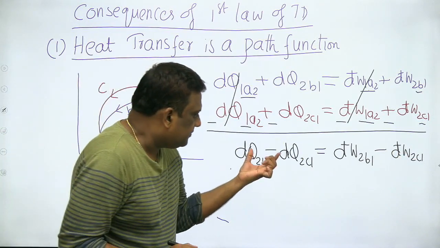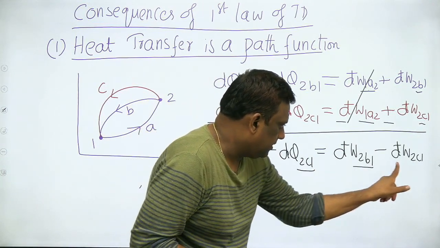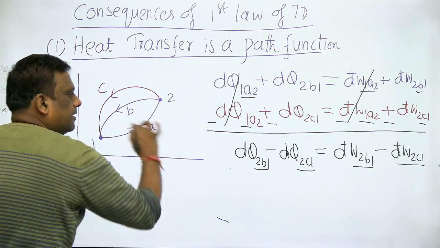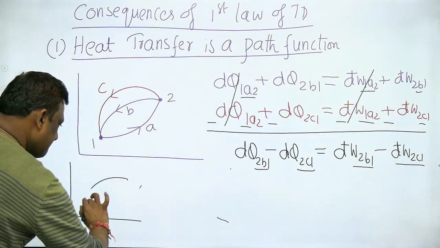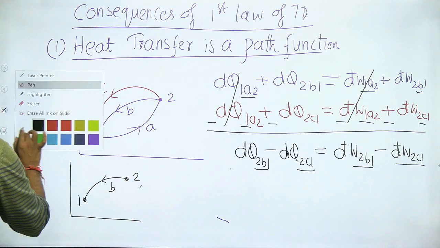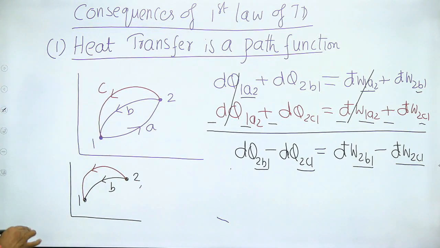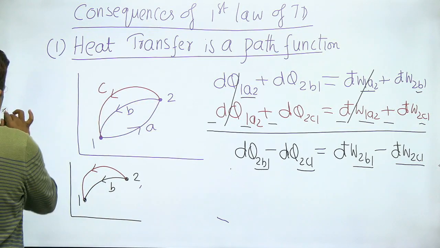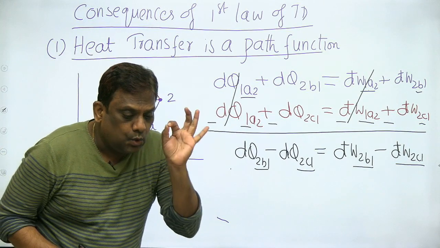Just look at this. This equation is connecting 2B1 and 2C1. I will show this to you separately. This is 2B1 and this is 2C1. Now observe here. Absolutely no problem at all. Now I'll ask you one simple question.